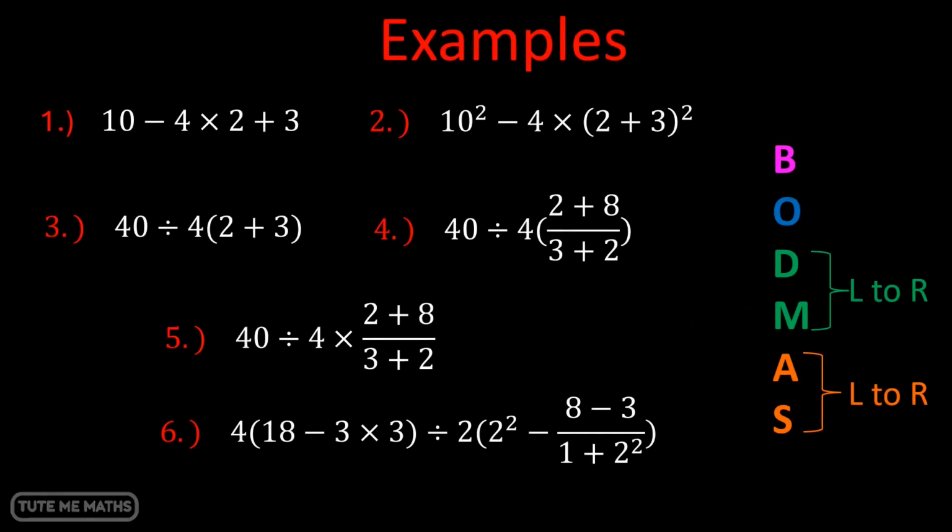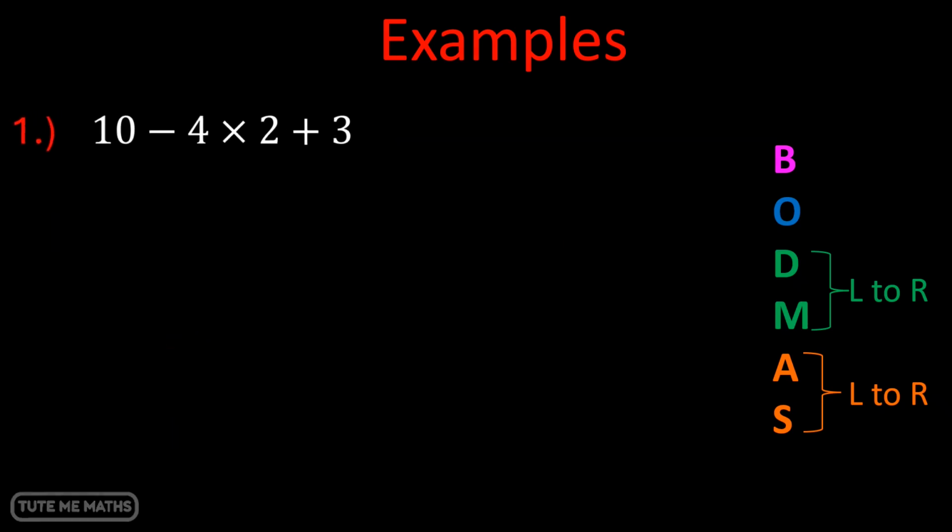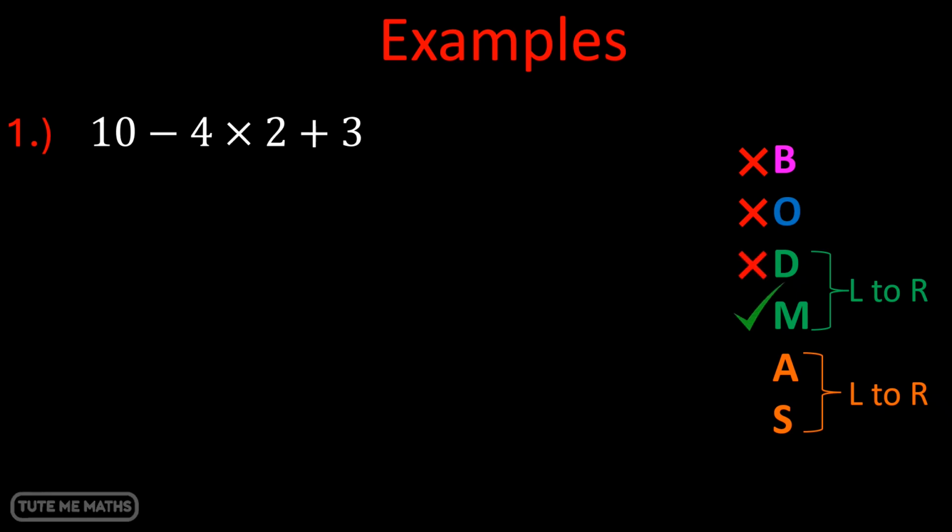Let's finish the video with more challenging examples. Pause if you'd like to try them for yourself. The first is reasonably straightforward. No brackets, no orders, no divisions, but we do have a multiplication, so it must be done first, giving us 8. Now we have additions and subtractions, which we do from left to right. So 10 minus 8 is 2, and 2 plus 3 is 5.